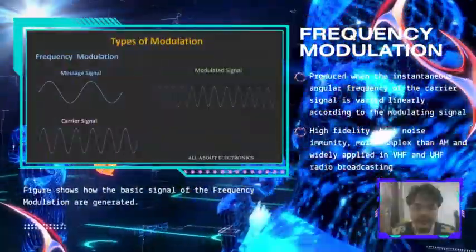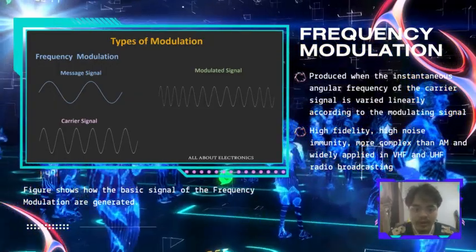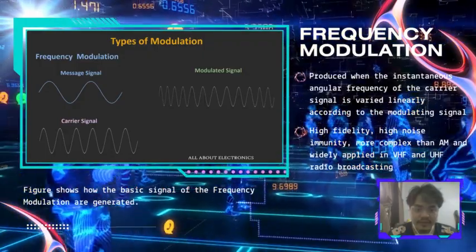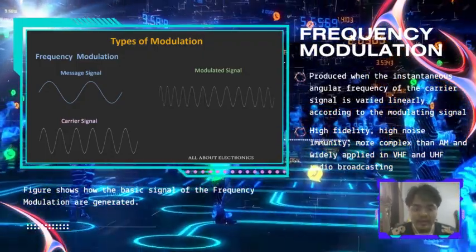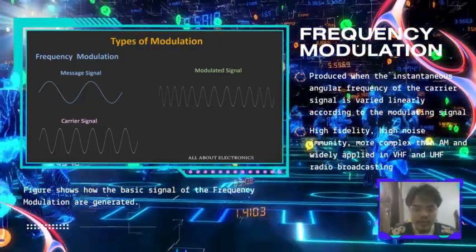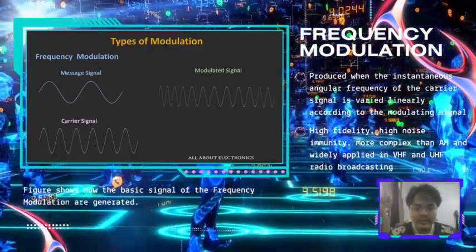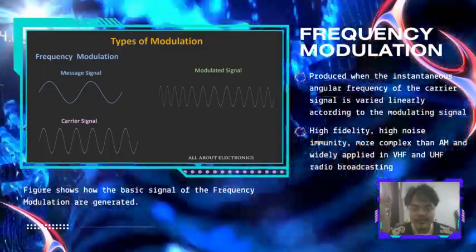Okay, next is frequency modulation. Frequency modulation is produced when the instantaneous angular frequency of the carrier signal varies linearly according to the modulating signal. This type of modulation has very high fidelity and high noise immunity, but is more complex than amplitude modulation, and is widely applied in very high frequency and ultra high frequency radio broadcasting.